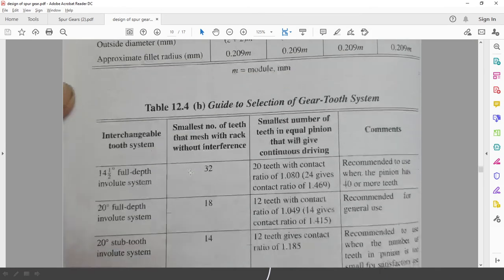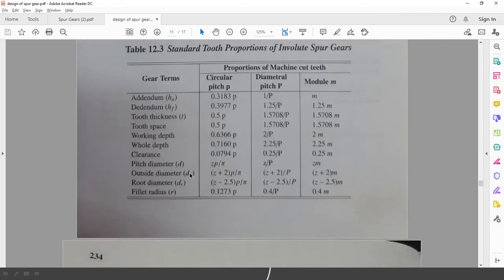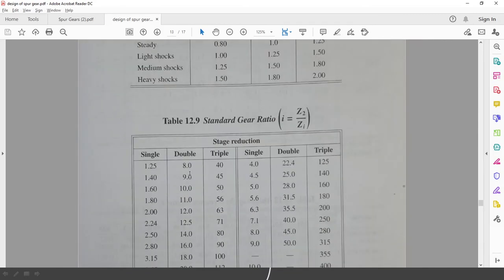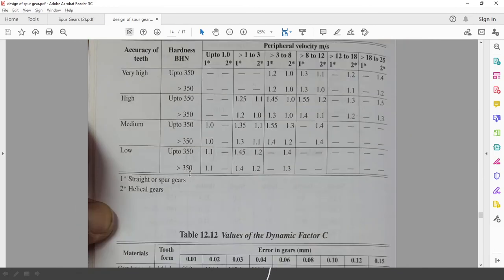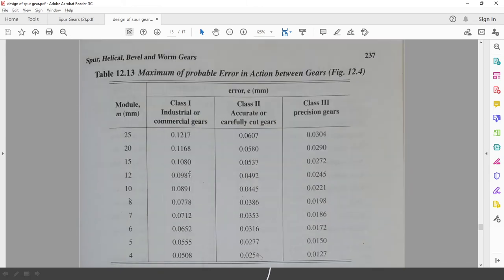Next, you have one more table to find the value of error. You can refer to the table of maximum probable error in action between the gears, that is figure number 12.4. As you have gone for class 2 gears, it is 0.0254 there. We have gone for 0.026 as the error.